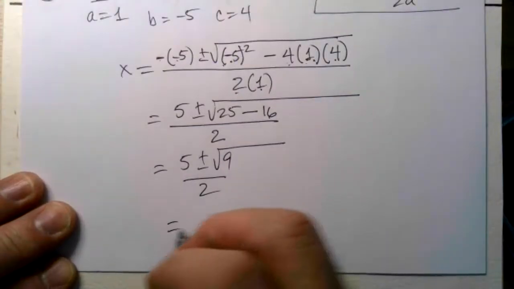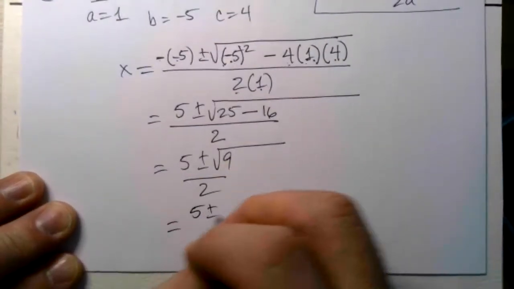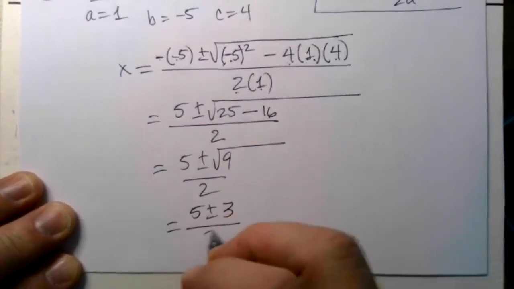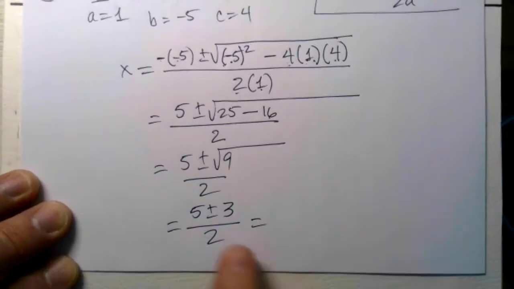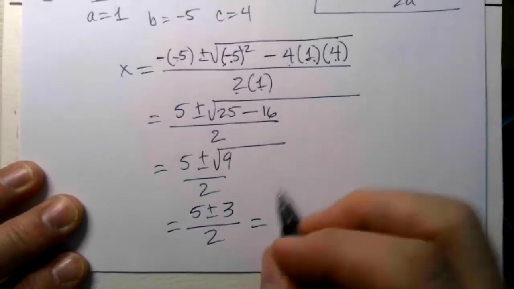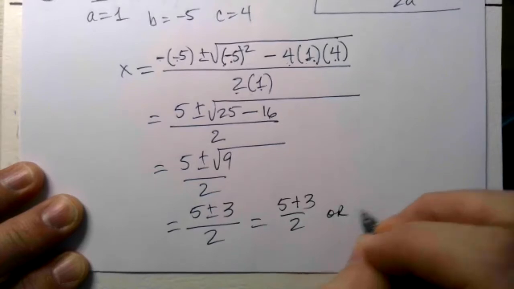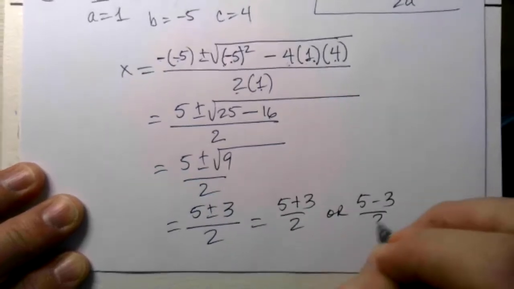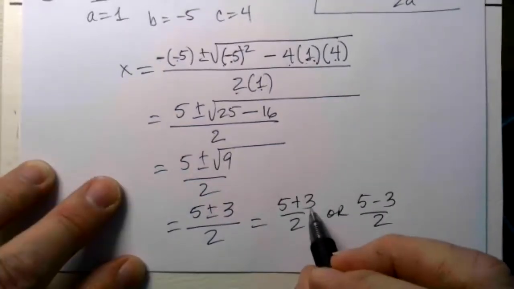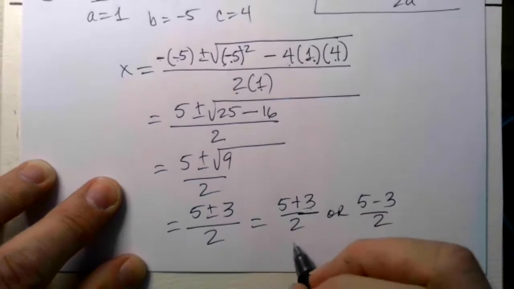Okay, so equals, now what's the square root of 9? Now, what we're actually going to do is split this up into two separate little calculations. 5 plus 3 over 2, or 5 minus 3 over 2. So this is 8 over 2.